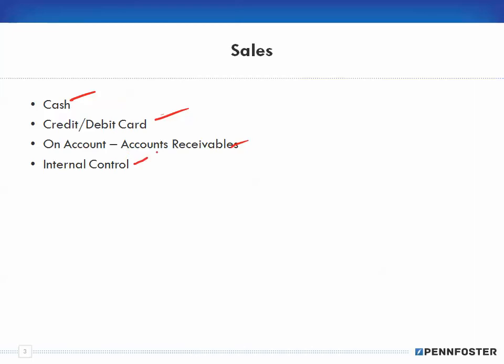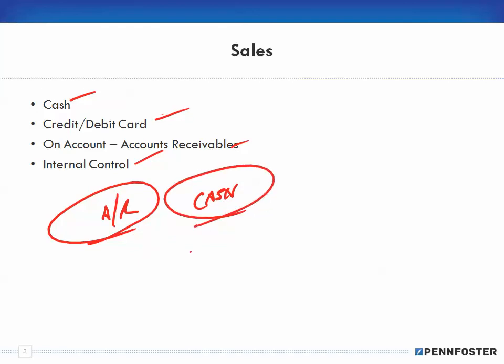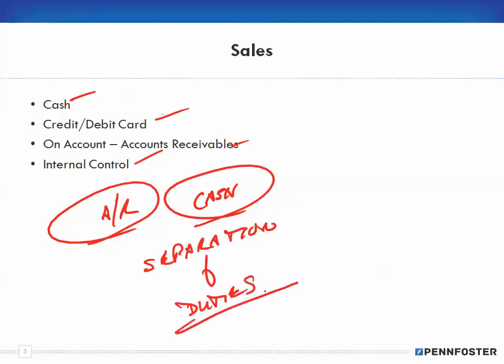And of course, you have to consider internal control when you're talking about sales. The accounts receivable clerk should not be the one handling the cash. Okay, the accounts receivable bookkeeper should not handle the cash. You should have a separate person that handles the cash, so there's a separation of duties, and so that there's less of a chance for embezzlement to be occurring.